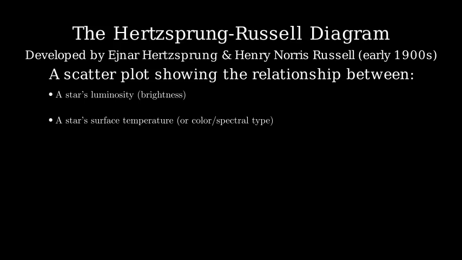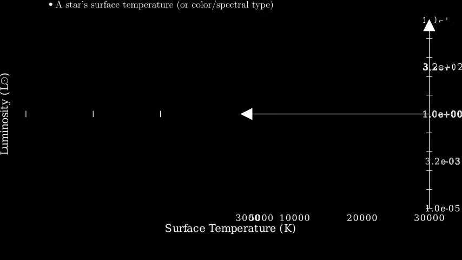When astronomers plot thousands of stars on this diagram, interesting patterns emerge that reveal the life cycles and different types of stars in our universe. Let's start by understanding the axes of the HR diagram. The vertical axis, or y-axis, represents the luminosity of stars, how much energy they emit. This is usually shown as either absolute magnitude or in units of the sun's luminosity. The higher up on the diagram, the brighter the star is.